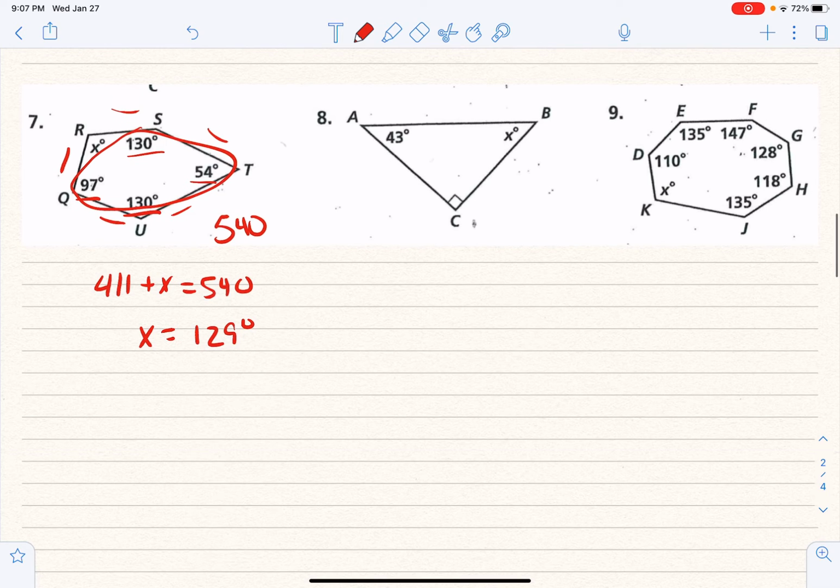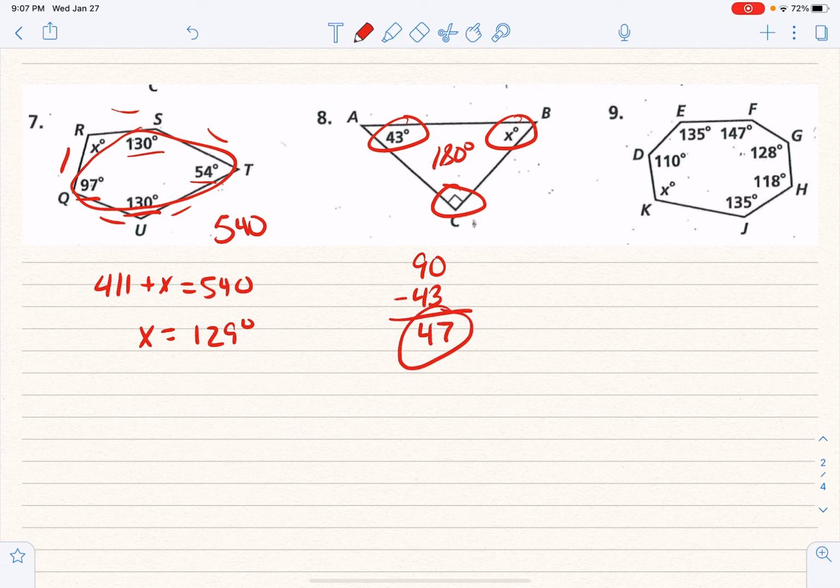Okay, this next one's super duper easy. It's a right triangle. We know all the angles add up to be 180, and we've already got this one's 90. So we know that this one and this one must add up to be the other 90. So really, you can go 90 minus 43 gives you 47, and that's what x would have to be.